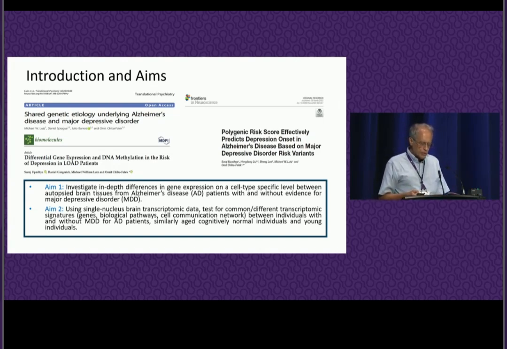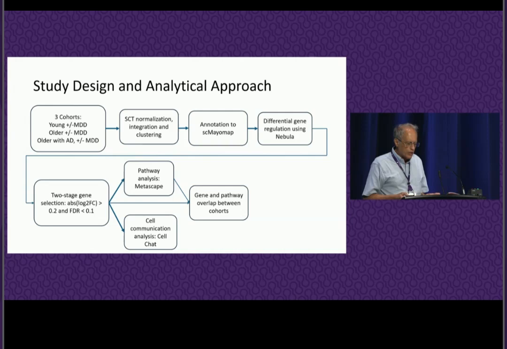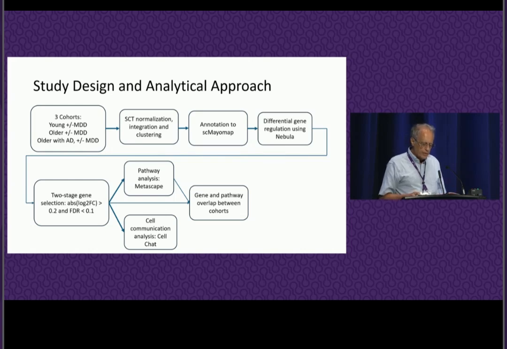We identified common and different transcriptomic signatures, differentially expressed genes, biological pathways, and cell communication networks. The design of the study and analytical approach are shown here. We constructed 3 cohorts to create contrast between individuals with and without MDD, young individuals, and older individuals with AD.